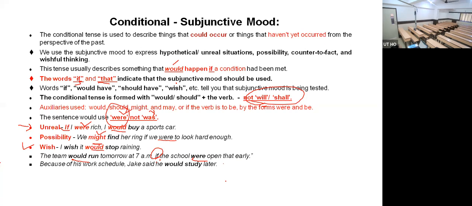Because of his work schedule, Jake said he would study later. Yeah, so here we don't have the if or were. It's just that because of his work schedule, which is maybe not fixed, Jake said he would study later. That is, maybe he will study later, right? If I were the team captain, she would make us run more. Oh, sorry, if she were, not I. So we have if, were, would, again. If she were, she would.